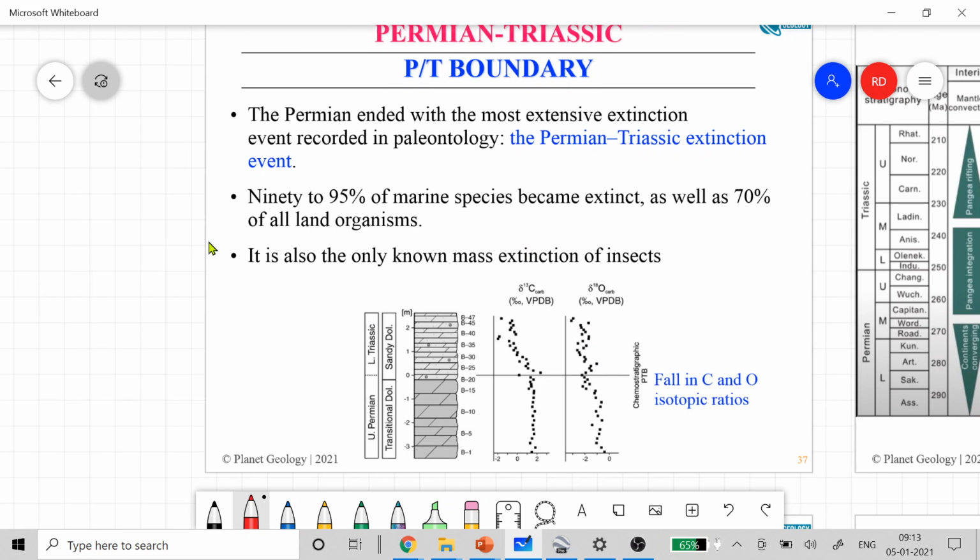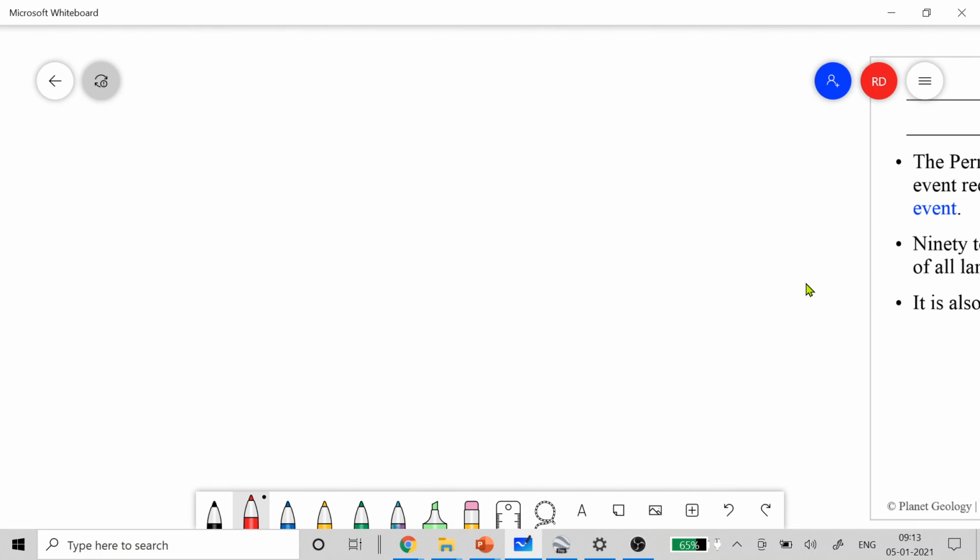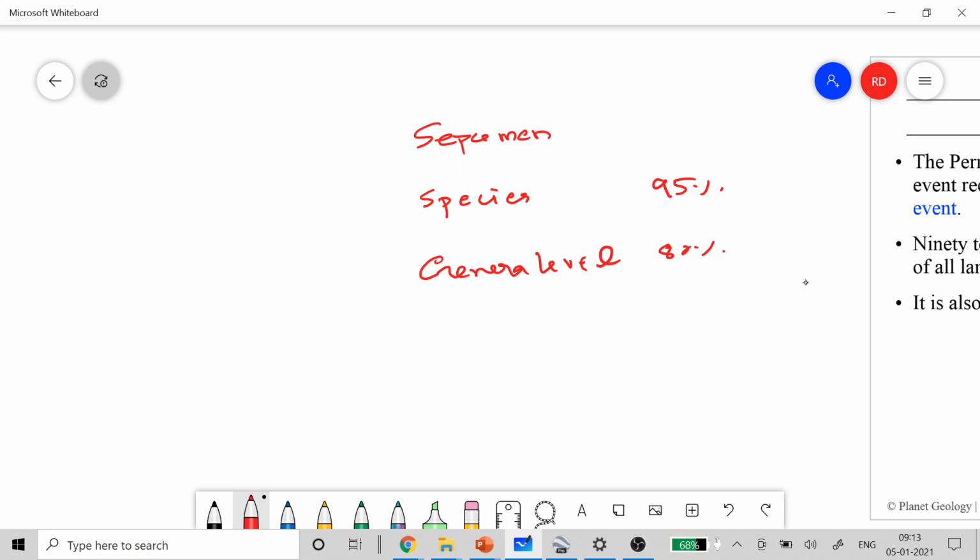Another thing that I want to say is usually, if you look at the specimen level, the species level and the genera level, and you look at these extinction numbers, maybe you say this is 95% for species. For genera, I'm not exactly sure what the exact number is, but it's less than 95%. Let's say 80% of all the genera went extinct. And if you look at the specimen level, how many individuals actually died, this will be more than 99%. So these ratios usually decrease as you go higher up in the taxonomic levels.